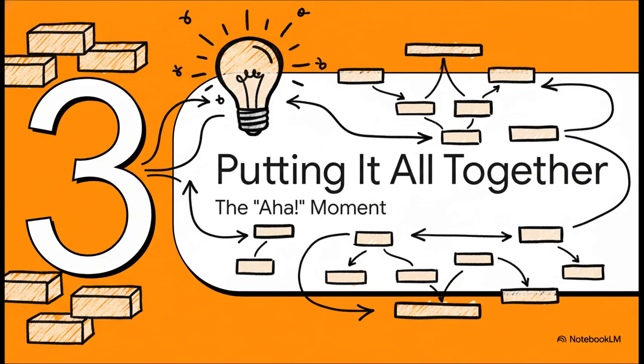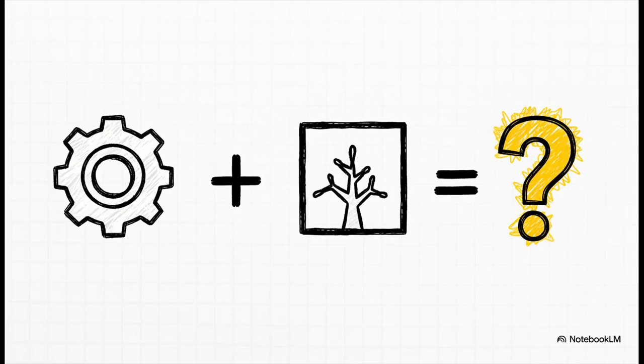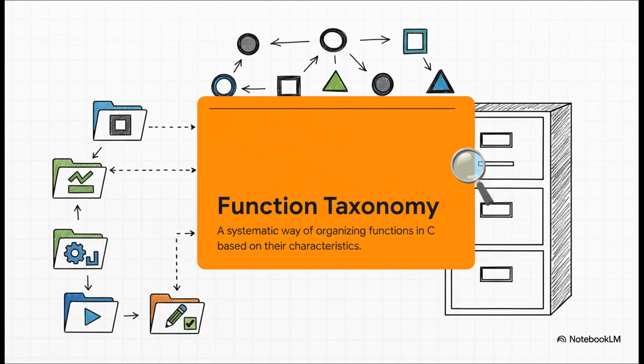Let's see what happens when we snap these two ideas together. So what do you get when you take a function, our little block of code, and you apply taxonomy, our system of classification, to it? What does that give us? Boom! There it is. A function taxonomy is simply a systematic way to classify and organize all the different kinds of functions in your code based on what they do or how they work. It's like creating a perfectly organized digital toolbox for your code, just like that clean workspace we saw.